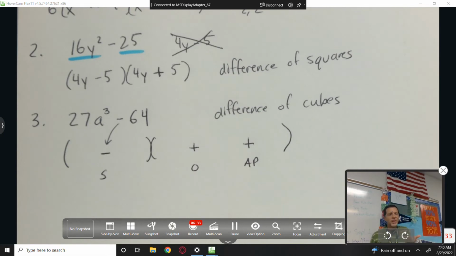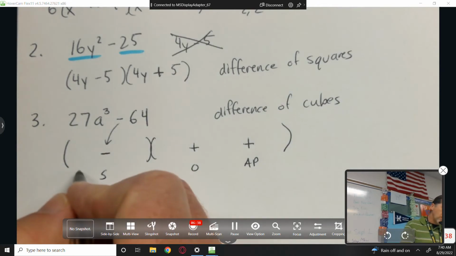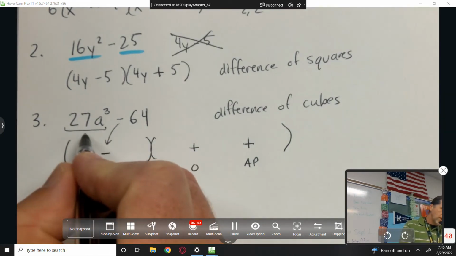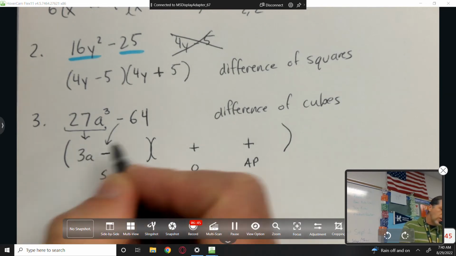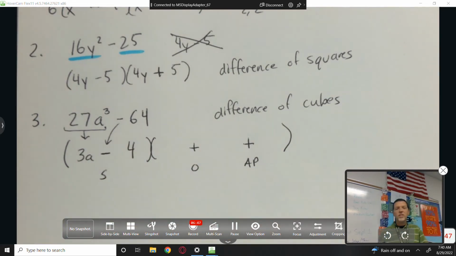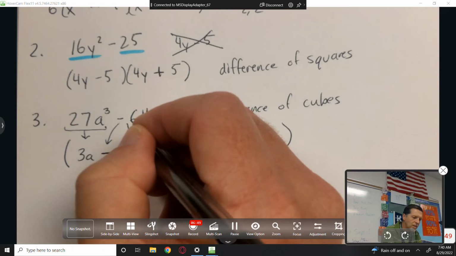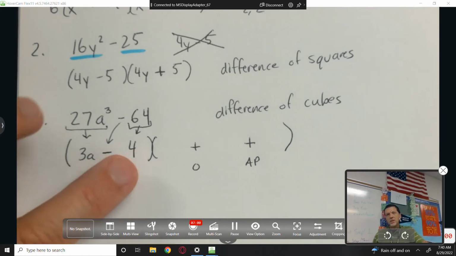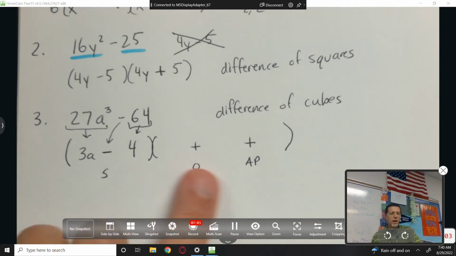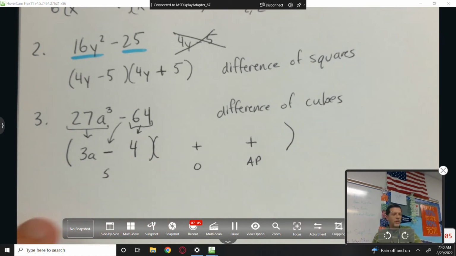So that's good, but that's not everything, obviously. Do you remember what's going to go in this first blank? 3a. Or even the first parentheses, you take the cube root of both pieces, and that's what goes in those 2 blanks. Most people get that far, because if you recognize that those are perfect cubes, it's because you know that was 3 cubed and 4 cubed. And then sometimes people do all sorts of things from there. They forget about SOAP.